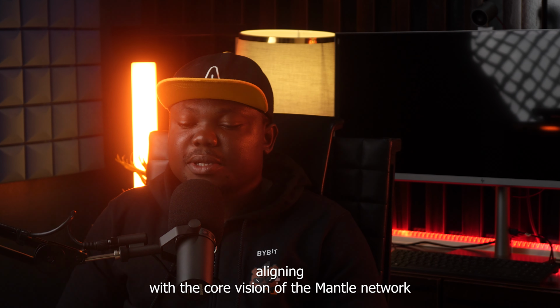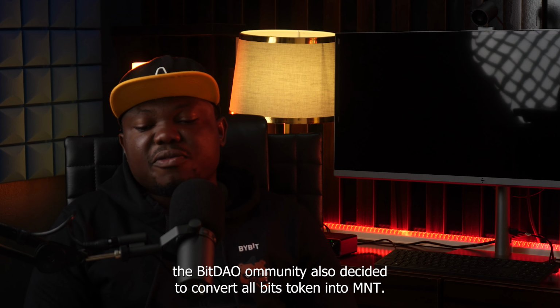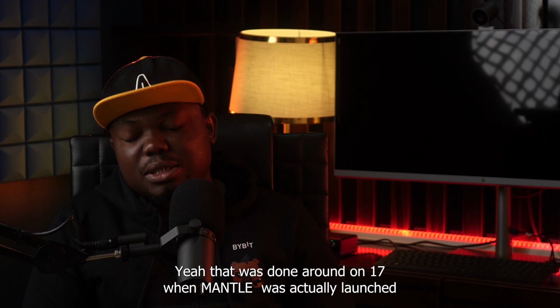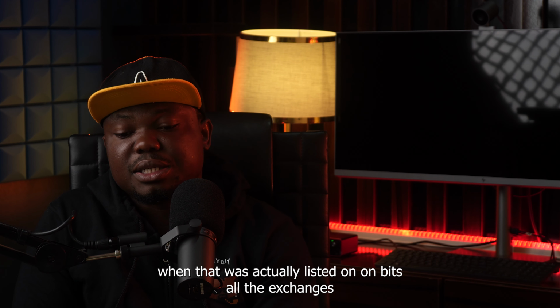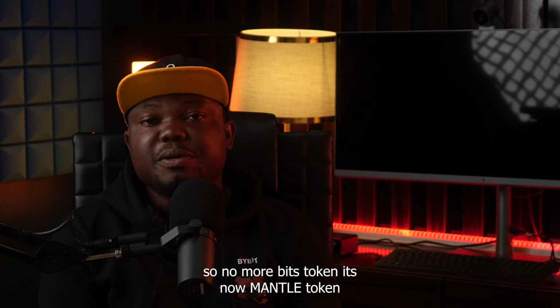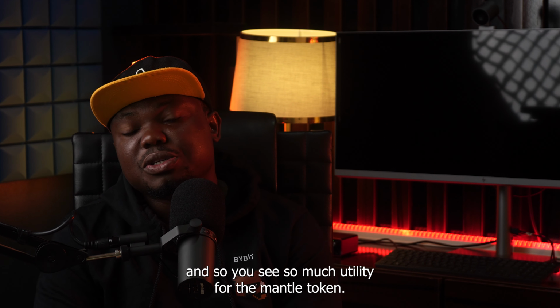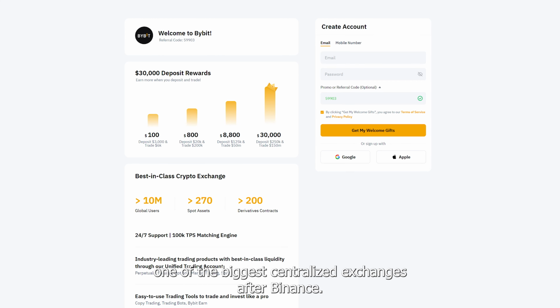Aligning with the core vision of the Mantle network, the BitDAO community also decided to convert all BIT tokens to MNT. That was done around when Mantle was launched, when it was listed on Bybit and other exchanges. So no more BIT token, now it's called the Mantle token. So you see so much utility for the Mantle token. You know that Bybit is one of the biggest centralized exchanges after Binance.